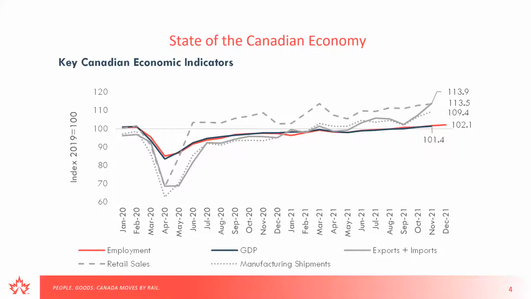Retail sales are an interesting one. There's a really quick rebound after the first lockdowns in spring 2020. And since June 2020, retail sales have been above 2019 levels in every single month. And the latest month reading was 13.5% above. So retail sales are going strong. Manufacturing shipments have recovered, and they're about 10% above 2019 levels today.